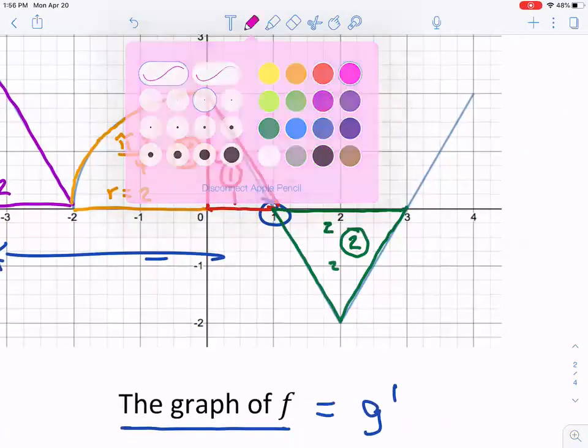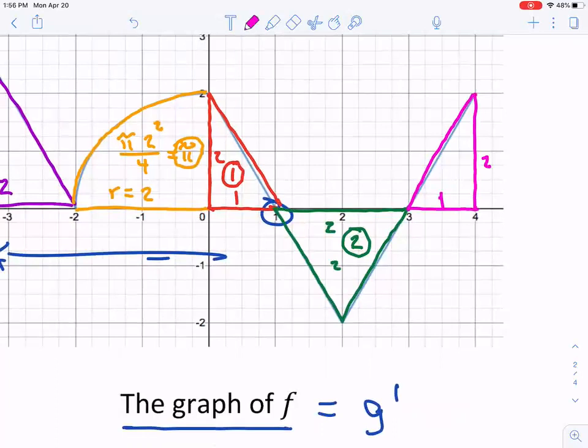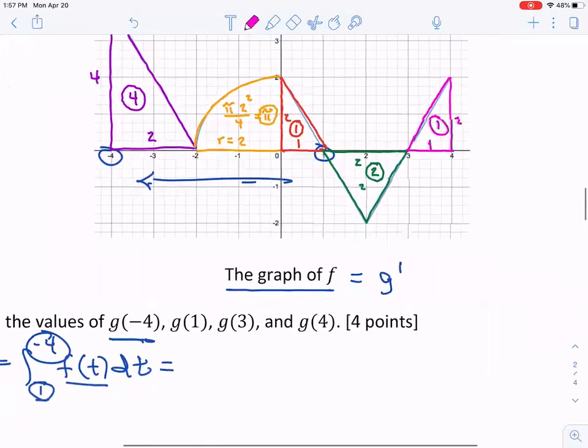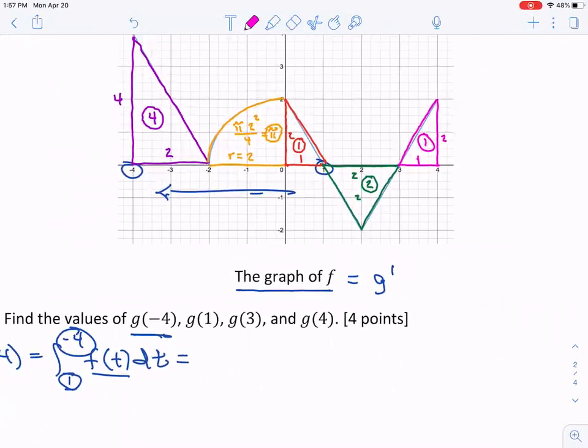And then last but not least, this triangle. Yeah, it looks like that base is 1 unit. Looks like the height, 2 units. So 1/2 the base times the height. That makes sense. That's kind of the reflection of my red triangle right there. Okay, so those are the areas of those regions between my function and the x-axis.